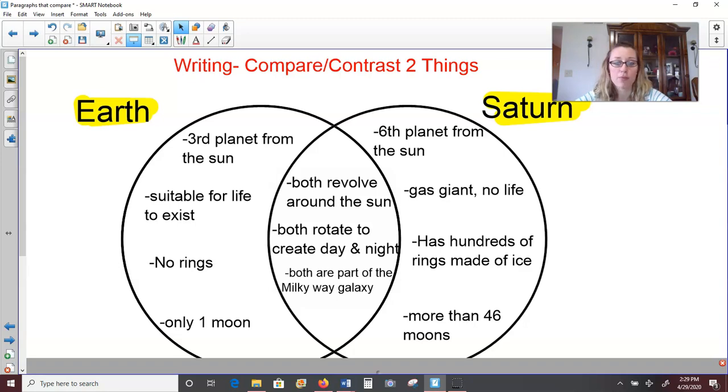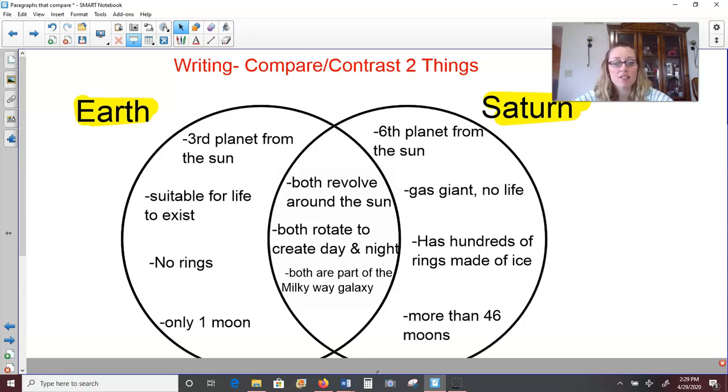Also, I said both rotate to create day and night. So both planets are spinning on their axis to create day and night on that planet. And again, the times for that and the speed at which the Earth and Saturn rotate may differ, but the similarity is that both planets are rotating. And the third similarity I gave was that both are part of the Milky Way galaxy. Both Earth and Saturn are found within our galaxy, our solar system that we call the Milky Way.